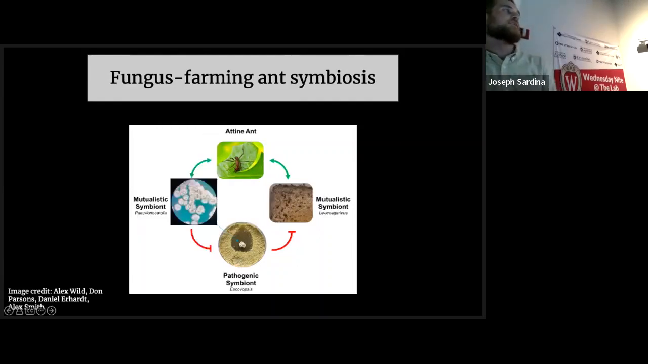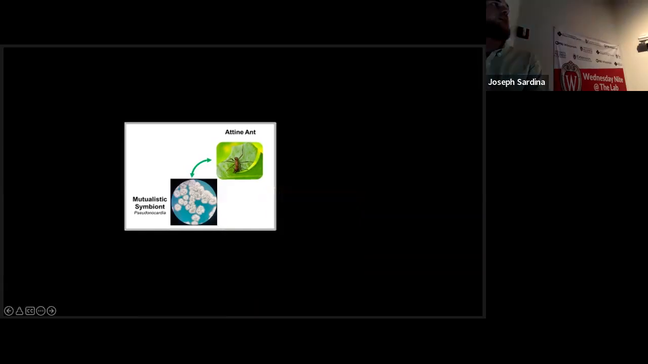And one of the ways that they do this is through engaging in an additional symbiosis with this mutualistic bacteria. It's an actinobacteria called Pseudonocardia. And so what the Pseudonocardia is doing is producing antibiotics that can inhibit the growth of this pathogen. And so it's a pretty significant service that the Pseudonocardia is providing to the ants. And so it's this interaction here between the ants and the Pseudonocardia bacteria that I focus on for my research.